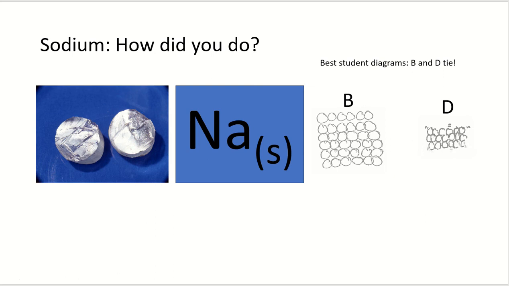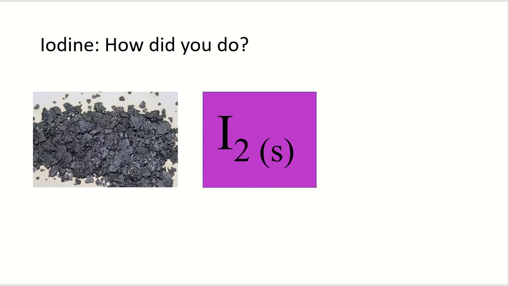All right, so if you got those right, just put a little star next to your choice. If you got it wrong, maybe go ahead and just put an X and then write down B or D as a correct answer. All right, now we're going to look at iodine and see how you did on iodine.